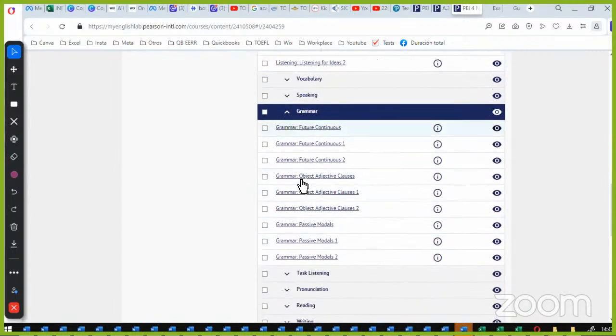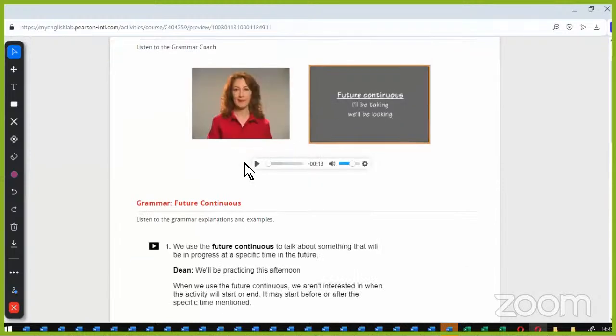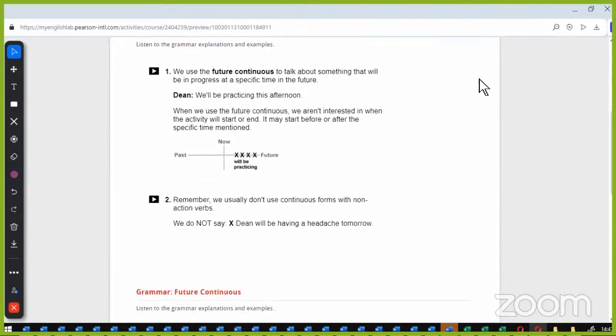We're going to continue with future continuous. Let's begin. When this course is over, I'll be taking a short vacation. Will be taking is the future continuous. And today, we'll be looking at this form. Let's begin. Can you please read?